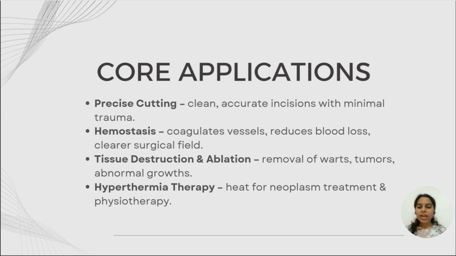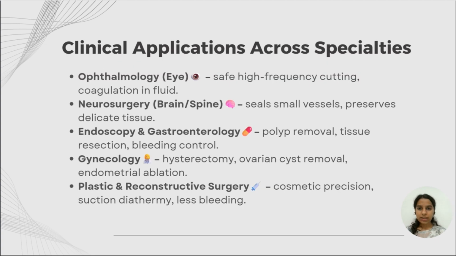Firstly, precise cutting. It allows the surgeon to make clean incisions with minimal trauma. Second is hemostasis. It seals small blood vessels, reducing blood loss and keeping the surgical area clear. Third, tissue destruction and ablation. This is used for removal of warts, tumors, and other abnormal growths. And finally, hyperthermia therapy. Diathermy can also generate heat to treat neoplasms and for physiotherapy, which helps with pain relief. Now we will see the clinical applications across various specialties.